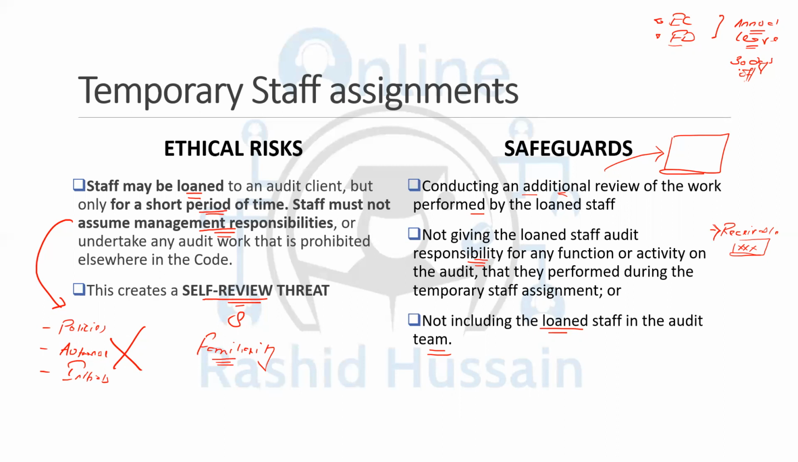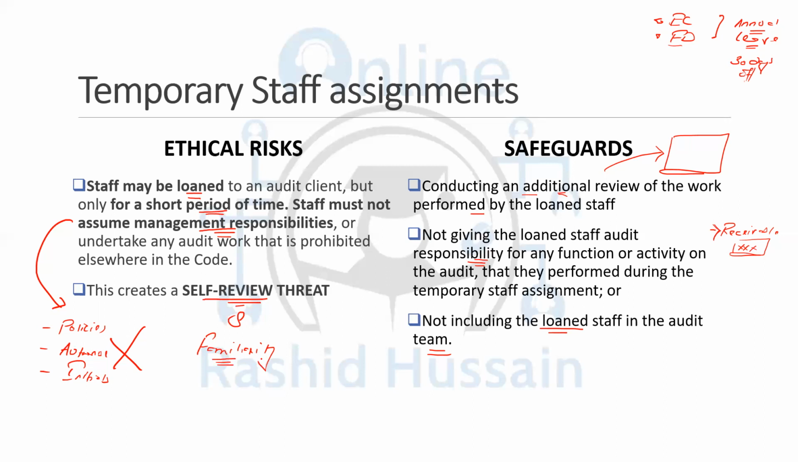So what is the ethical threat in that? The ethical threat is, for example, if that person goes there, takes over the responsibilities of the financial controller or finance director for a certain period of time, and then comes back and goes to audit the same client at the year end, then this results in a self-review threat because they will be reviewing their own work. So this is a significant self-review threat. And also familiarity, because on a daily basis they will be sitting together, having lunch and tea together. So they may develop such familiarity which may threaten their independence.